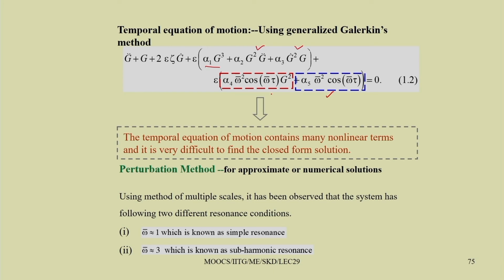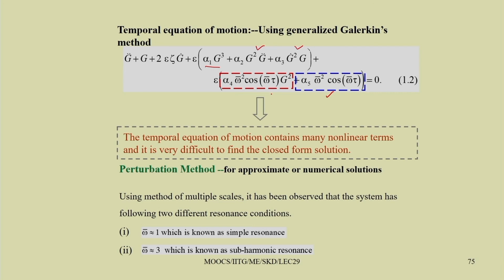As the temporal equation of motion contains many nonlinear terms, it is very difficult to find a closed form solution. So, one can use a perturbation method. There are several ways you can use perturbation methods, or you can use the harmonic balance method also. I will show you the use of the harmonic balance method in some other examples. Also, you may use the method of normal form or the Lindstedt-Poincare technique in this case.